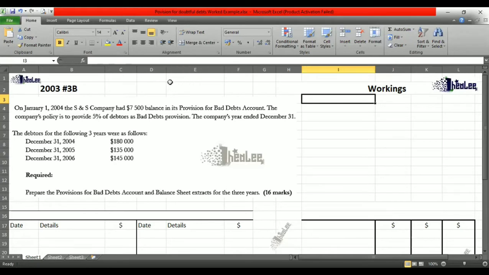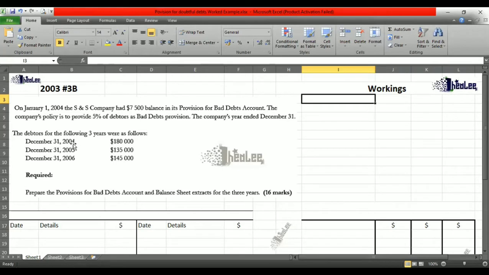And let's get into it. On January 1st, 2004, the S&S company had a $7,500 balance in its provision for bad debts account. The company's policy is to provide 5% of debtors as bad debts provision. So we're seeing where the company applies 5% of debtors as provision for bad debts for each year. The company's year ended December 31st, and you're presented with 3 years.